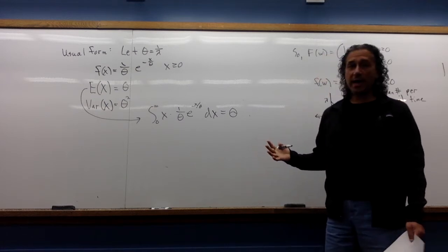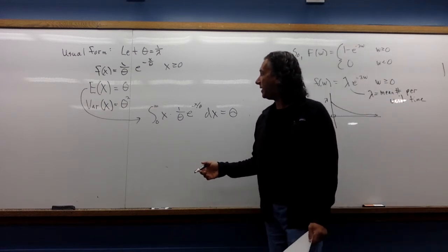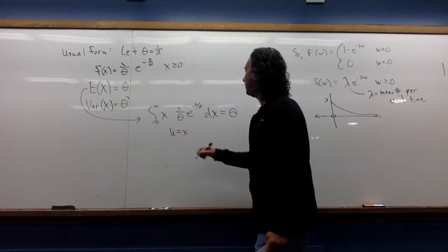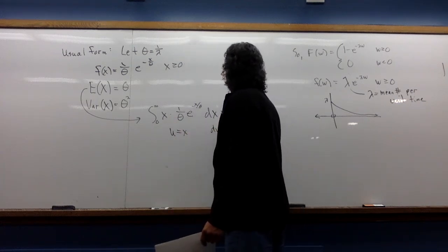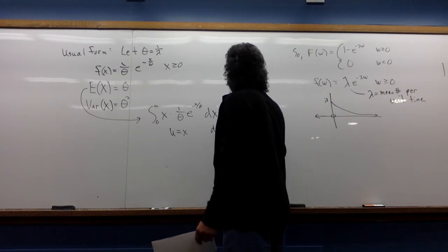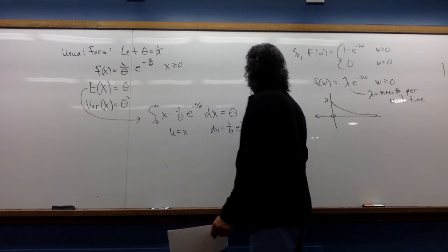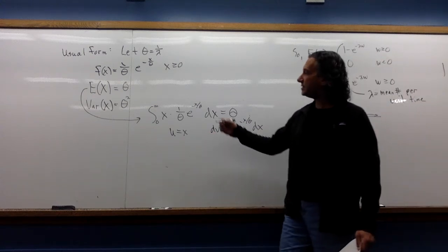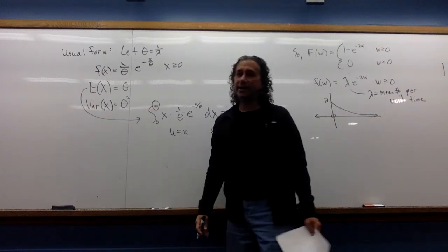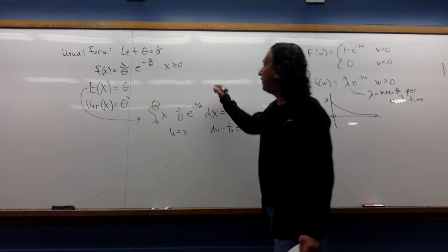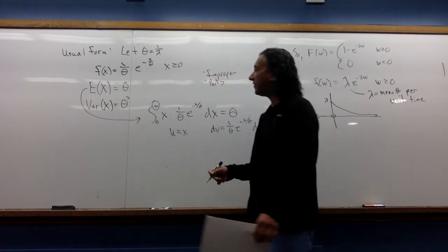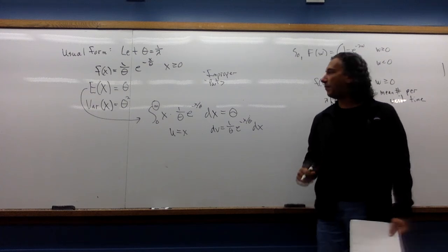There are two nuances about this. One is that this is going to be an integration by parts problem. So I'll even start you: if you let u equal x, dv equal 1 over theta e to the minus x over theta dx, that's one piece of the puzzle. Another piece of the puzzle is that this is an improper integral. If you've forgotten either how to do improper integrals or integration by parts, then you definitely want to review that, because it will pop up.